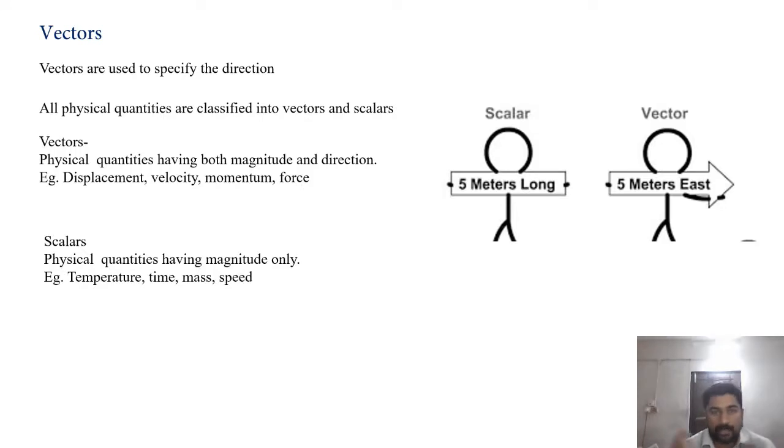Quantities which have a direction and magnitude are called vectors. All the physical quantities you have discussed can be classified as either vectors or scalars.